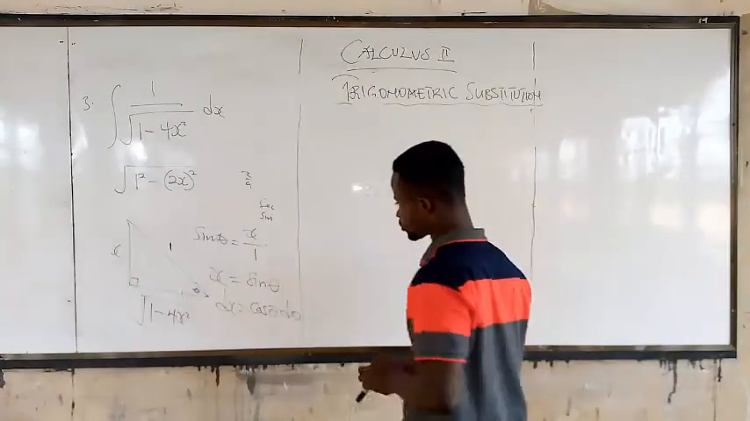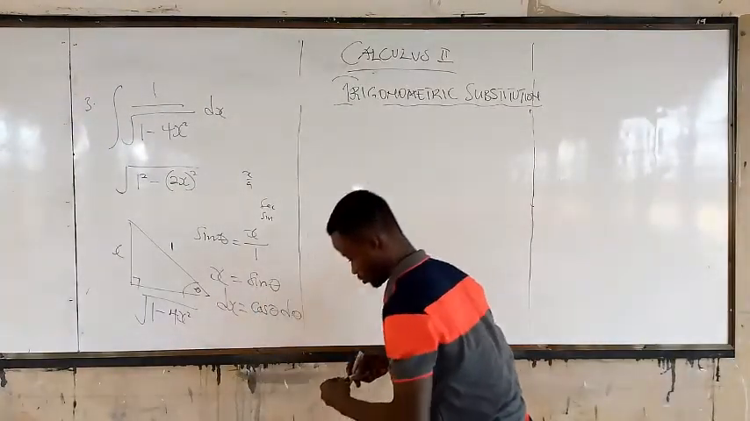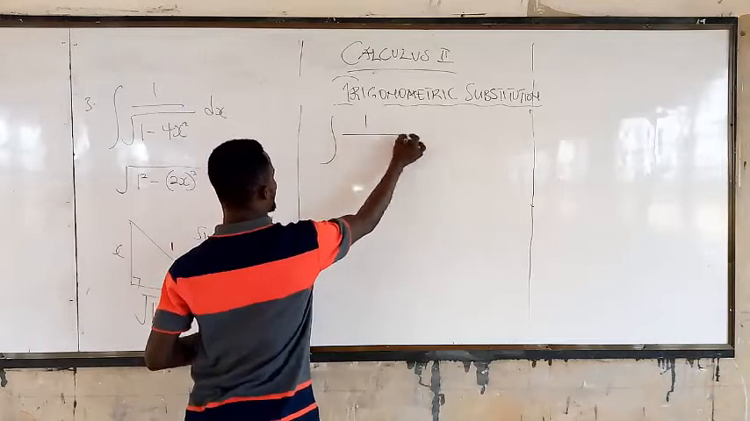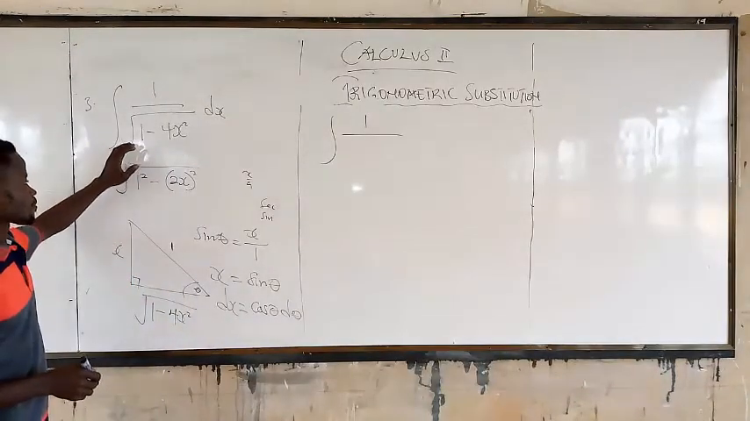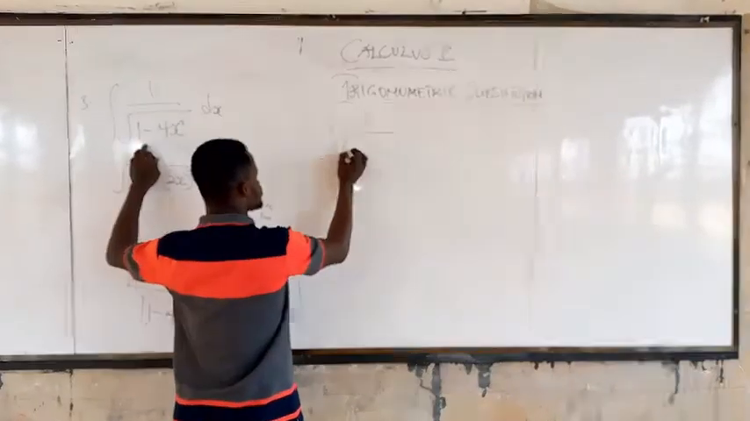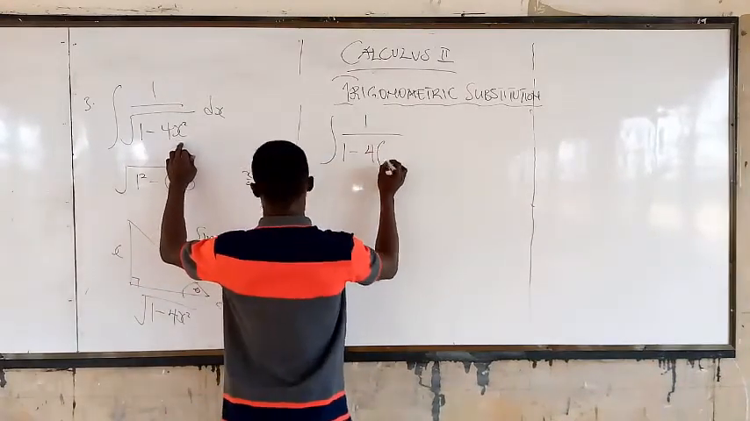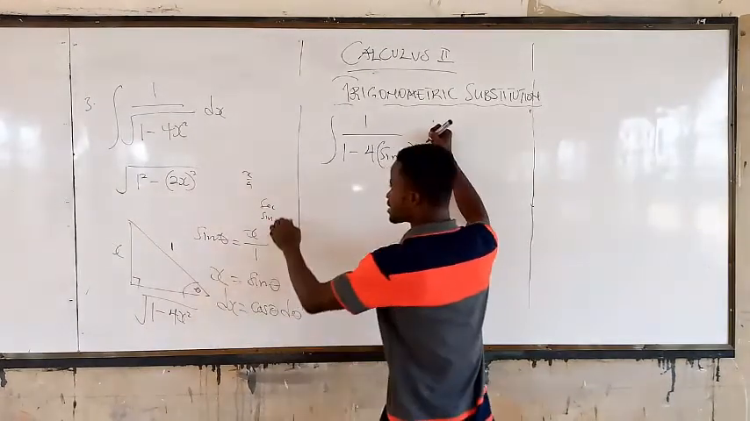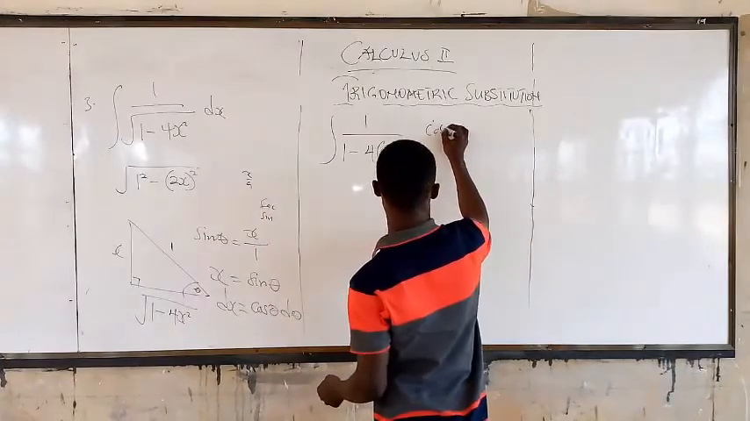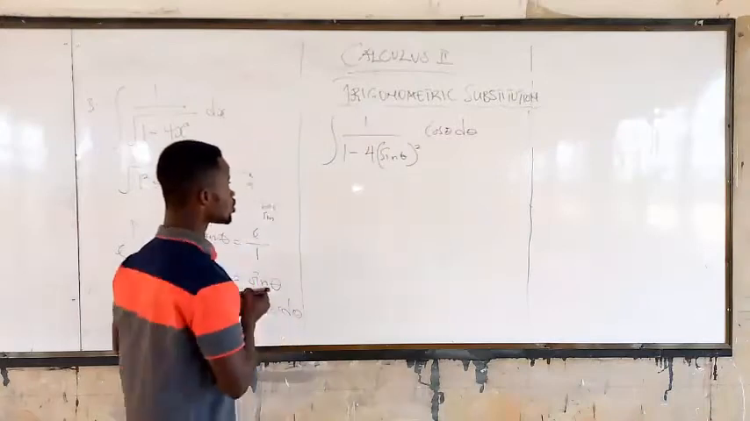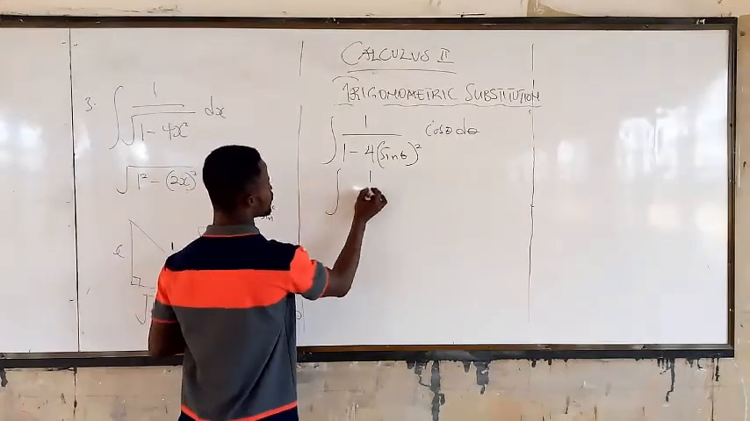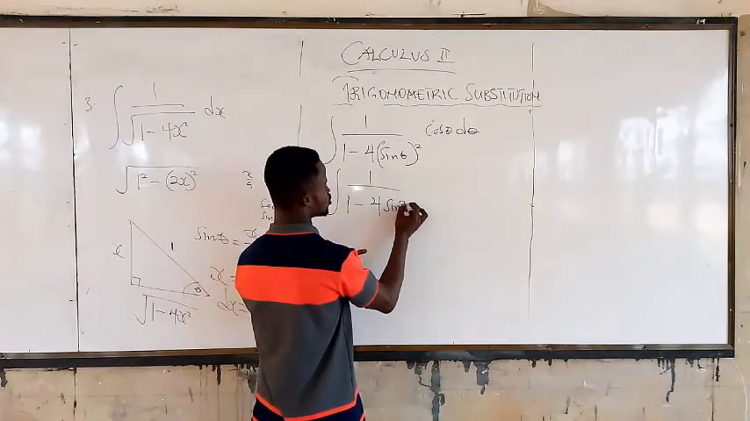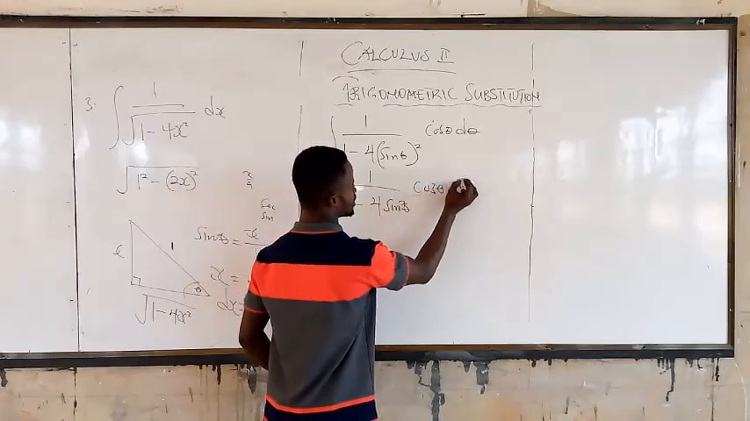So by substitution, 1 over... wherever you see s, put what you have there. So what is s? Sine theta squared. And what is ds? Cos theta d theta. So here we have integral of 1 over 1 minus 4 sine square theta cos theta d theta.